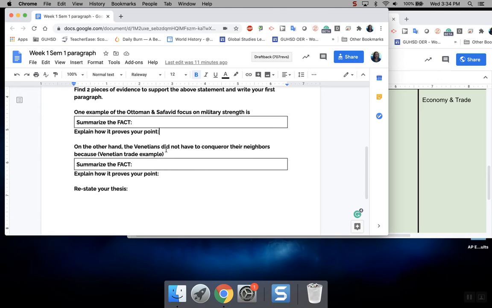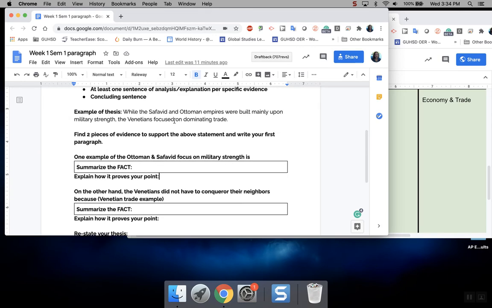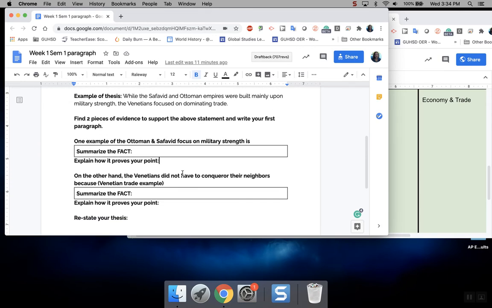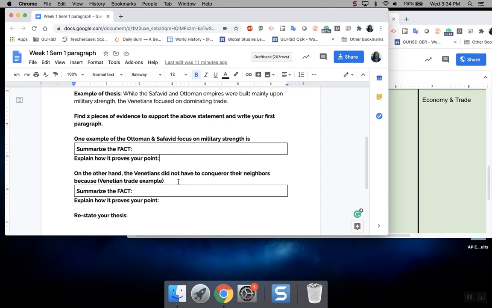So down here with the Venetians, my point is that they focused on dominating trade. So that would mean then that once I find a fact that shows something about how much they traded, then I have to explain how that was the focus. So maybe it wasn't that they conquered places, but that they had a trading relationship, and I might be able to explain how many different places traded with the Venetians.